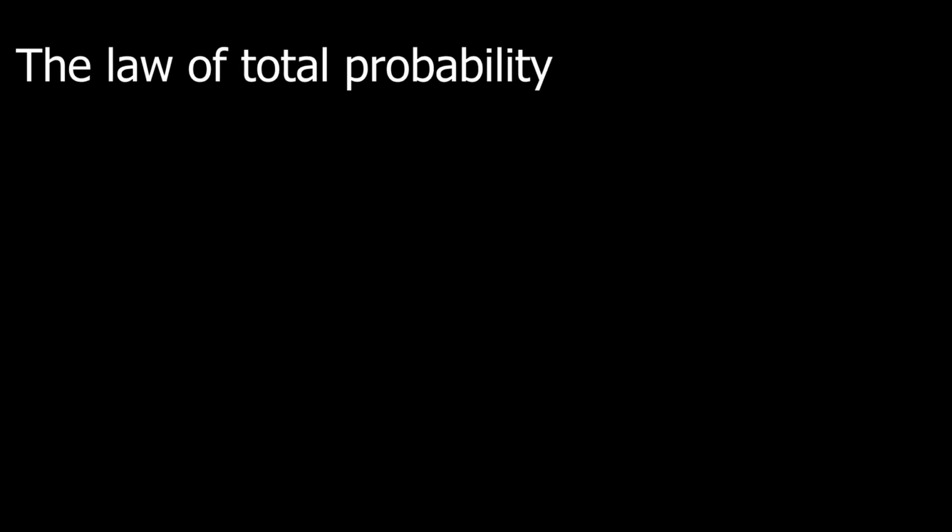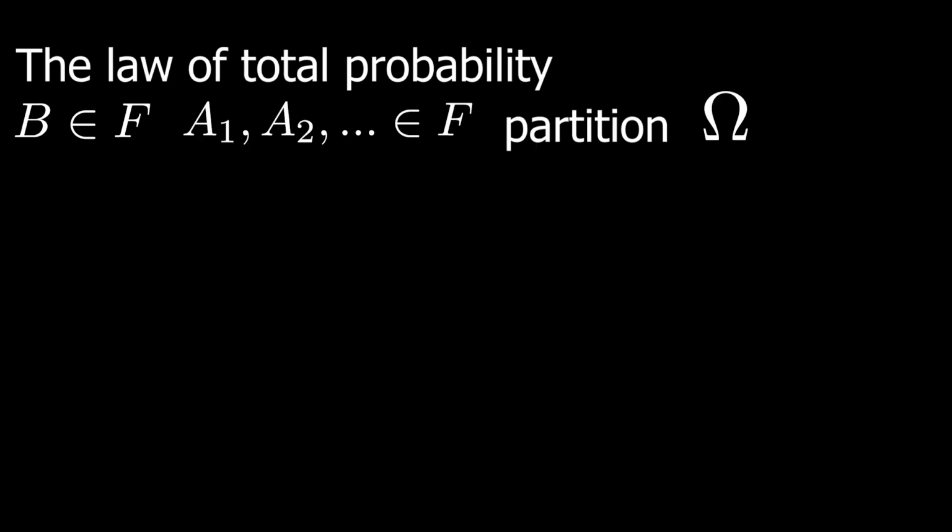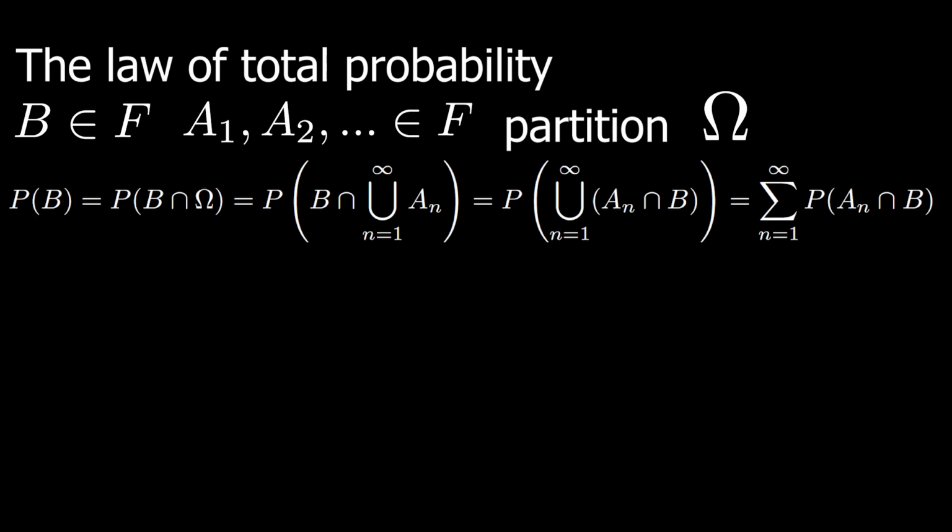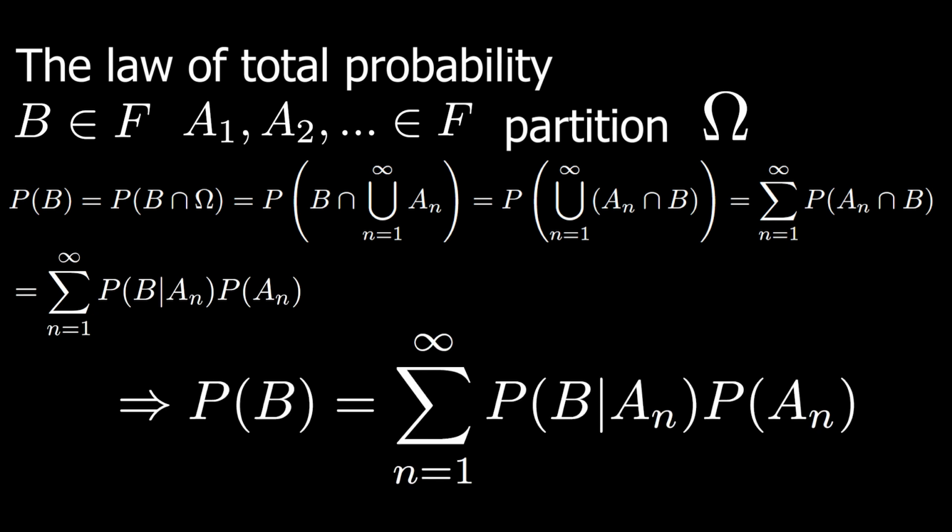First up, the law of total probability. Let B be an event, and A1 and A2 and so on be events partitioning omega. P of B can be rewritten as the sum of probabilities of the A's intersected with B. We can say this because the A's individually intersected with B partition B itself. Now use the second formulation of conditional probability on every probability measure on the right-hand side. This will yield our big theorem.